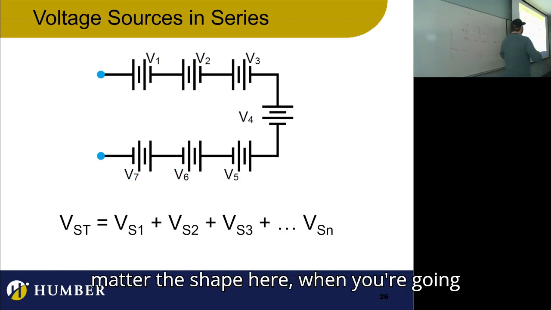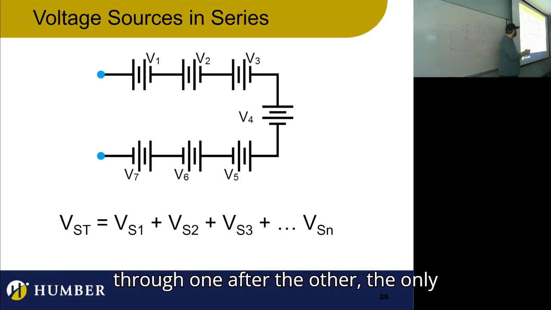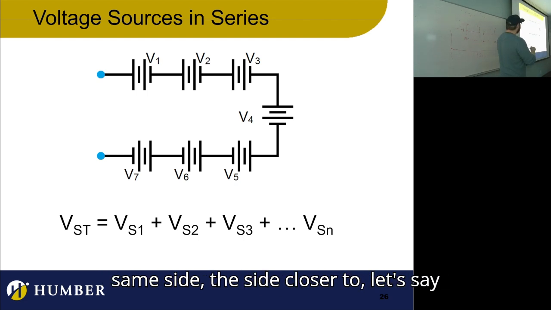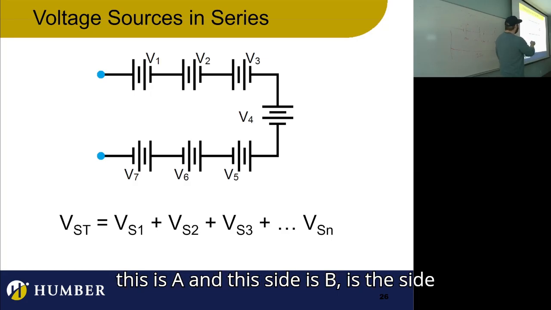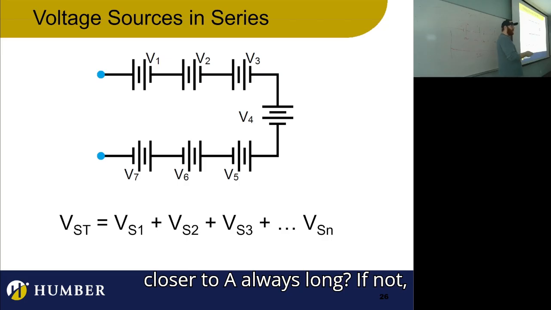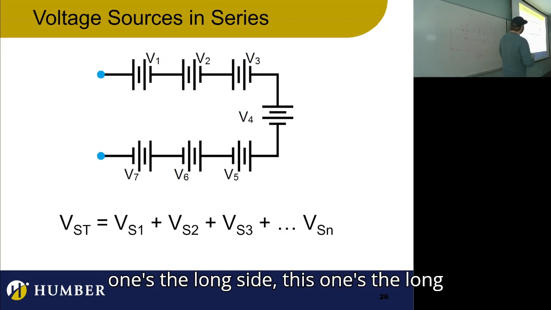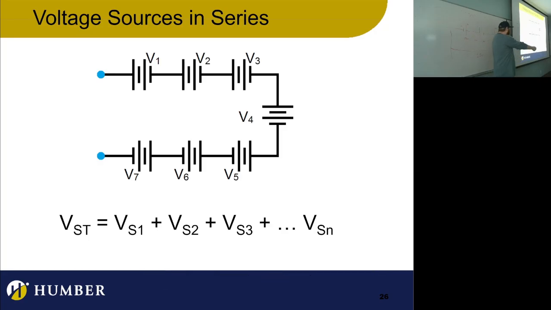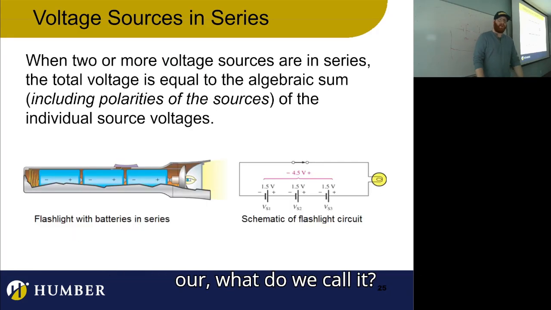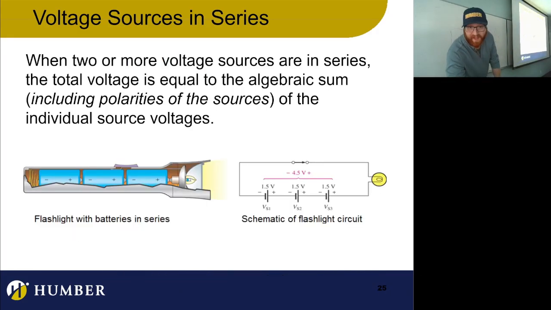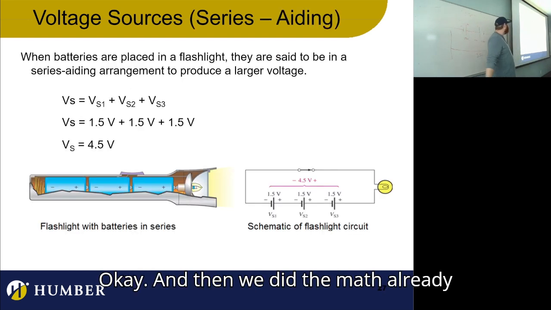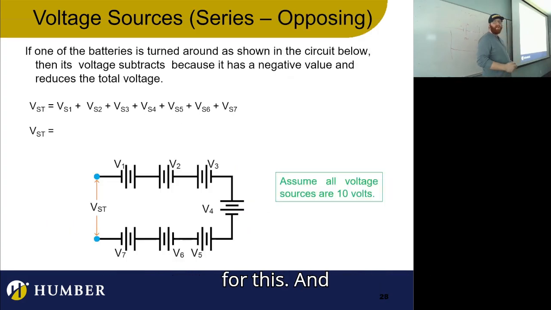So it's kind of showing us here, no matter the shape, when you're going through one after the other, the only thing you have to pay attention to is the same side, the side closer to, let's say this is A and this side's B. Is the side closer to A always long? If not, you have to subtract, right? So this one's the long side, this one's the long side, and so on through V7. So we would add all of the voltages together until we get our voltage source total, VST. Cool. Okay. And then we did the math already for this.